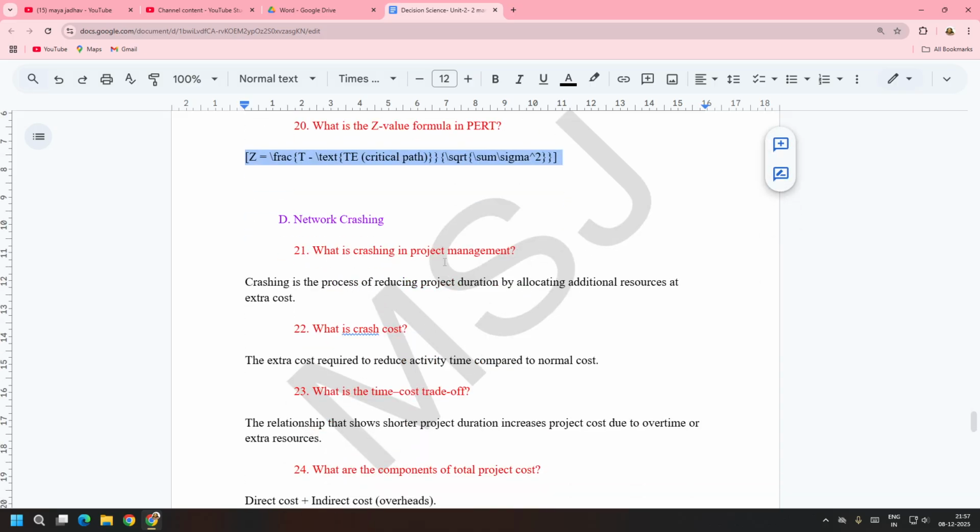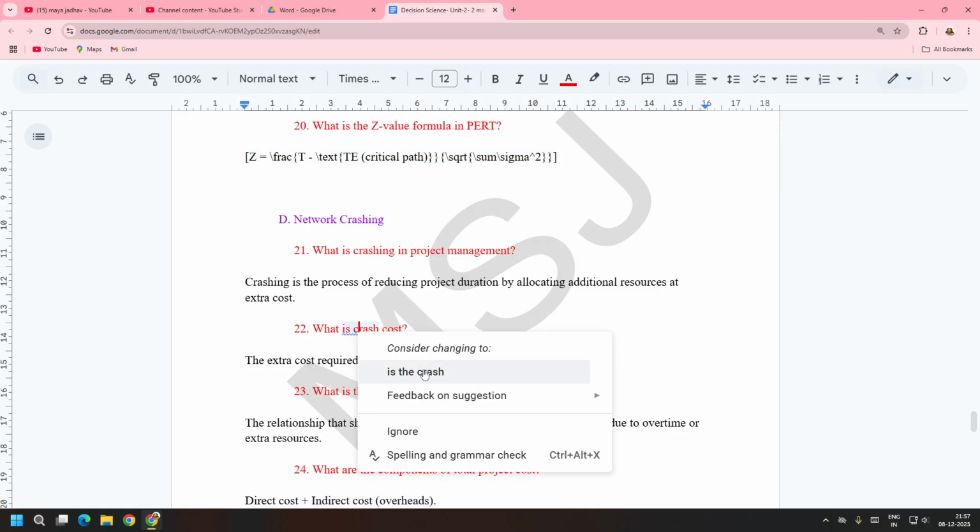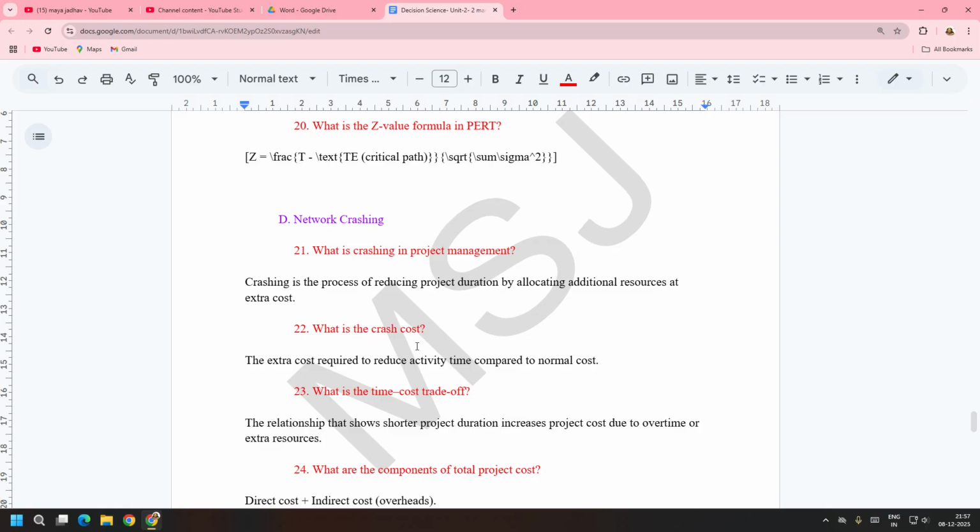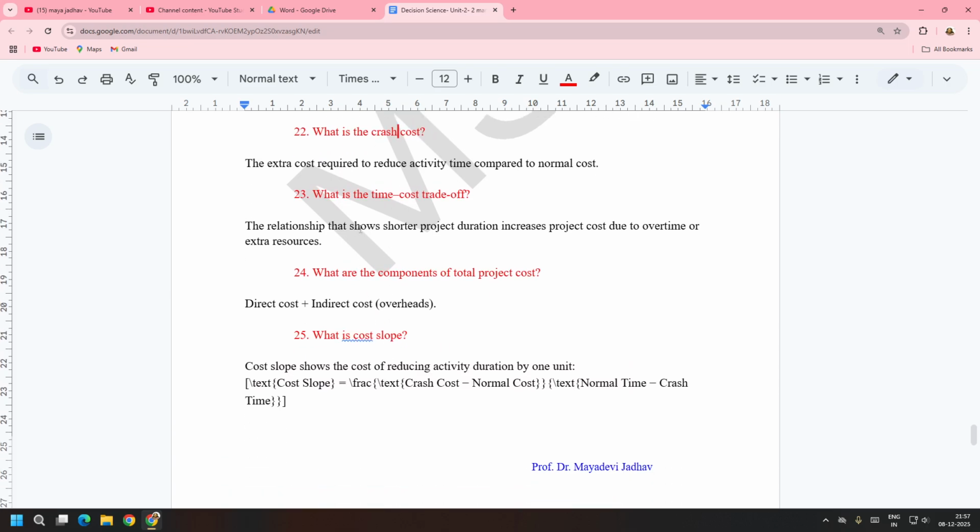Now, what is crashing in project management? Crashing is the process of reducing project duration by allowing additional resources at extra cost. What is the crash cost? The extra cost required to reduce activity time compared to normal cost. What is the time-cost trade-off? The relationship that shows shorter project duration increases project cost due to overtime or extra resources.